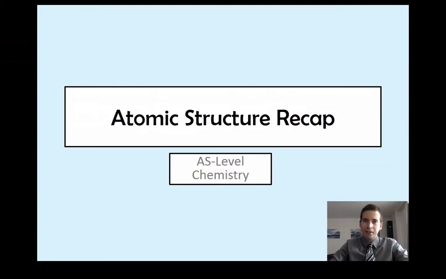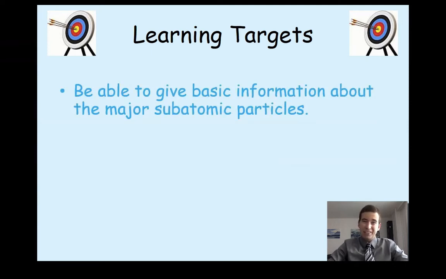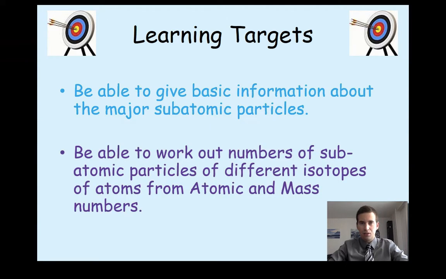And welcome back. So we're now starting the third topic of this course, which is atomic structure and the periodic table. Now in this first lesson, we're just going to have a recap of what you did at IGCSE about atomic structure. So you may already know this, but certainly by the end of this presentation, you should be able to give basic information about the three major subatomic particles, their position in an atom, relative masses, relative charges. You should be able to work out the number of subatomic particles in a range of atoms and all their isotopes.